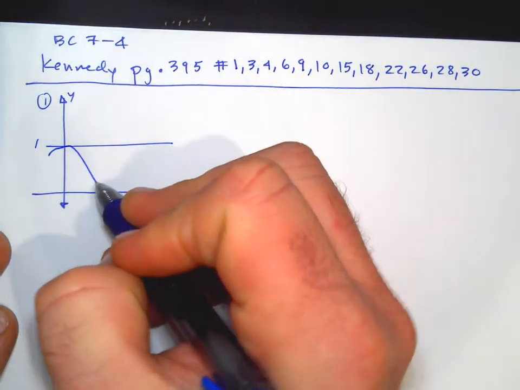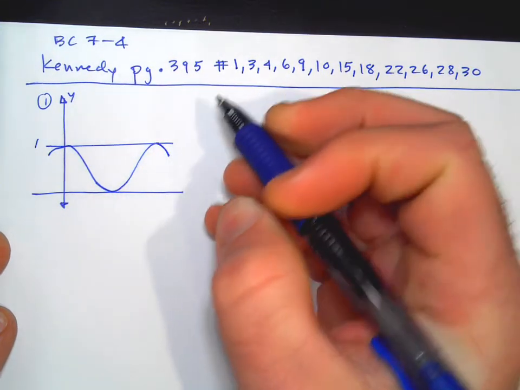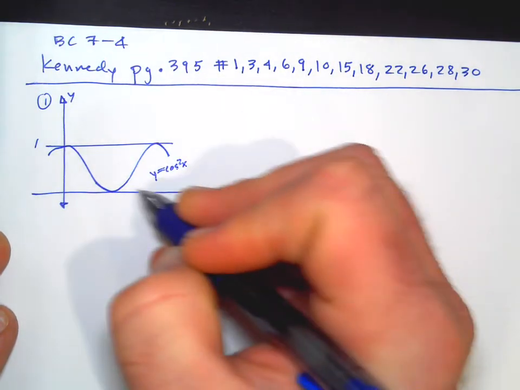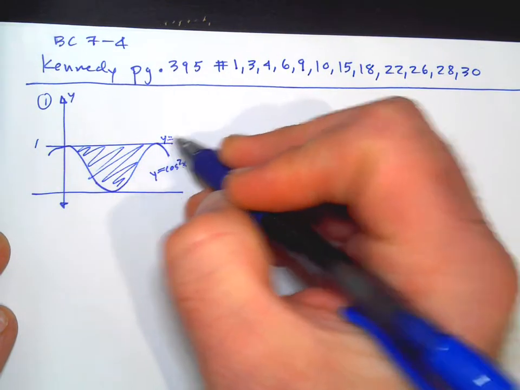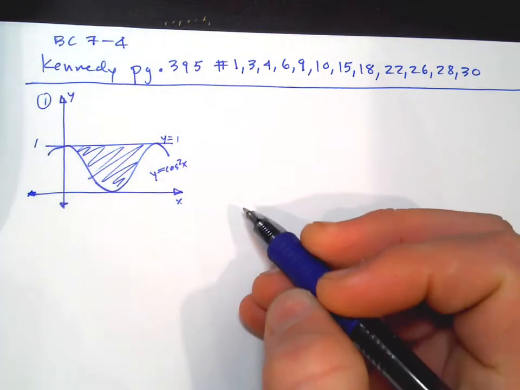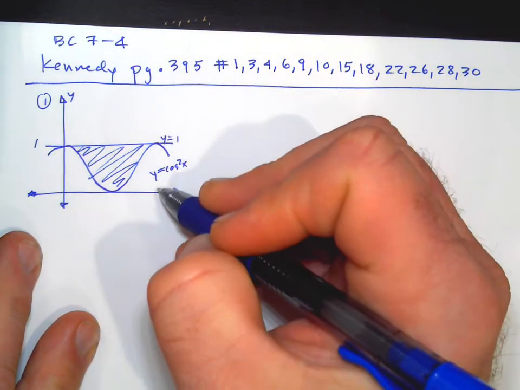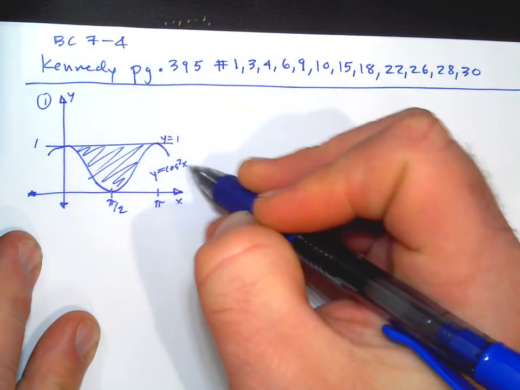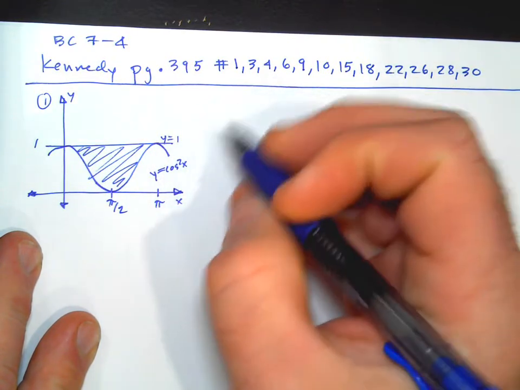It kind of looks like a cosine curve. It's cosine squared. And you're trying to find this area right here. And this is a horizontal line, y equals 1. So the period of this is actually pi, not 2 pi, because all the negatives are getting squared. So it looks like a cosine curve, but it's a little different.